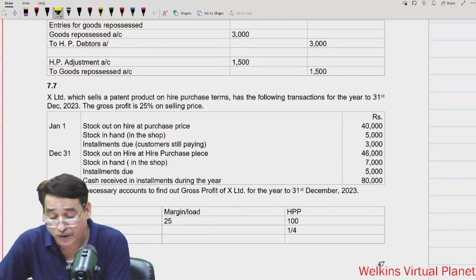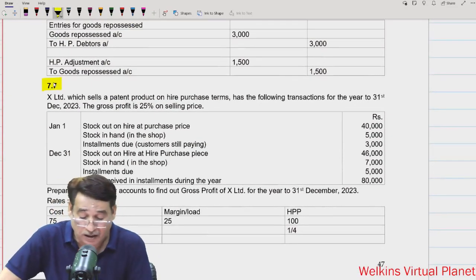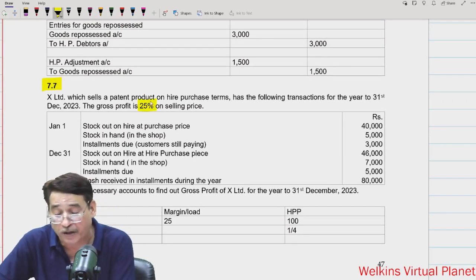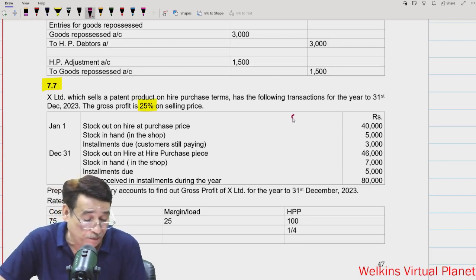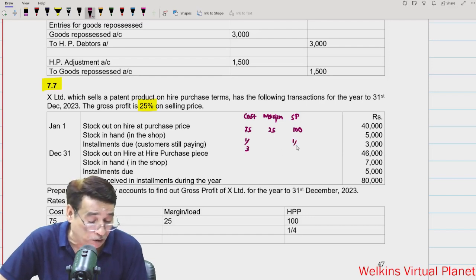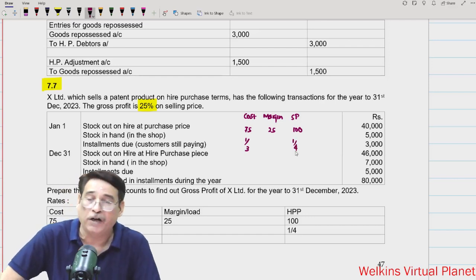Now coming over to 7.7. Let me see, is there anything which I need any discussion? Gross profit rate is 25% on selling price. This time your rate is on selling price. So sometimes you have a habit of taking cost as 100, so be careful. Cost plus margin is equal to selling price. This time selling price will be 100, margin will be 25, cost will be 75. So rate of profit on cost will be 25 by 75, 1 by 3, and on selling price it will be equal to 1 by 4.